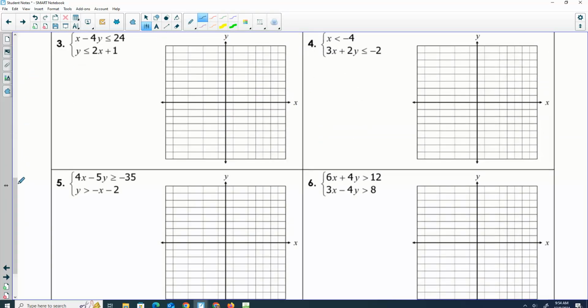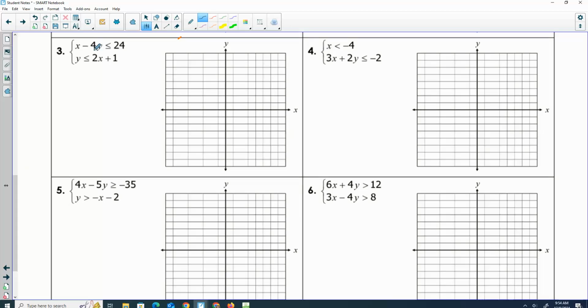Let's go ahead and look at number 3 together. Okay, the very first thing I have to do when I look at this first inequality is get y by itself. So I'm going to subtract my x. So I have negative 4y is less than or equal to negative x plus 24.